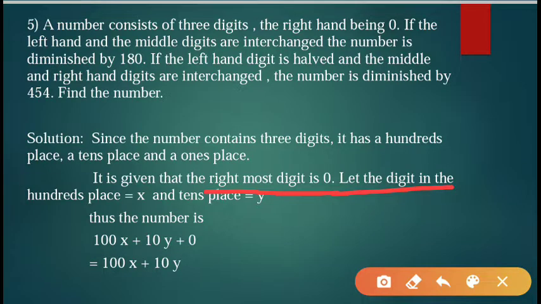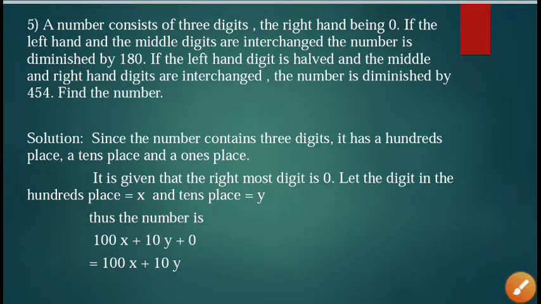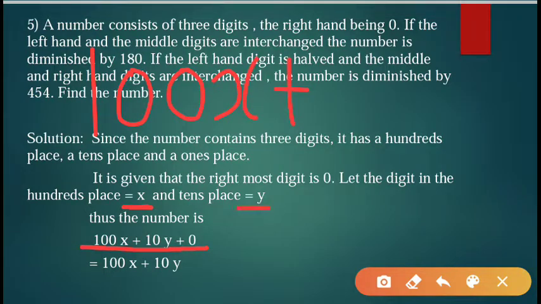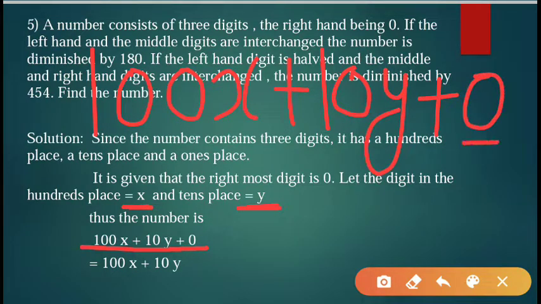Let the digit in the 100 place be x and the tens place be y. We are not considering the unit because the unit is 0. It is already given. Thus the number will be 100x plus 10y plus 0. Why 100? Because this is in the 100 place and we are considering the 100 place digit as x, plus the tens place y, so write 10y and plus 0. Why are we considering 0? Because the right hand, meaning the unit digit, is given as 0. Clear?